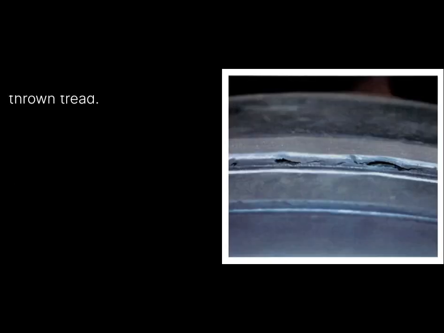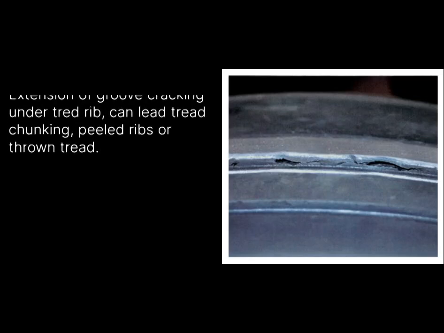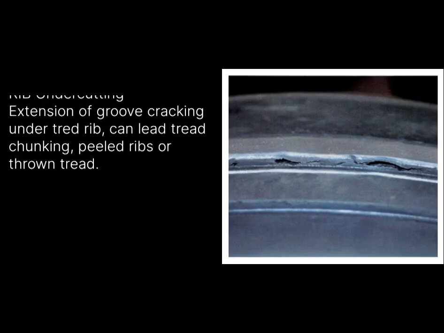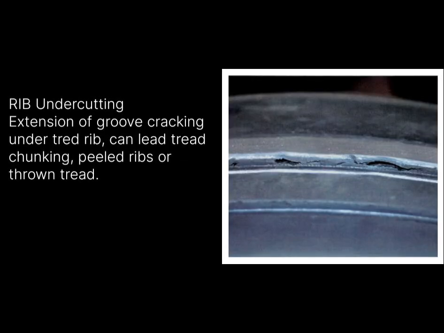Another type is rib undercutting. Rubber cracks happen at the wall of the tread rib in the tread groove. The cracks spread underneath the ribs. An extension of this groove can lead to chunking of the tread, peeling of the ribs, or a thrown tread. So in this condition, the tire shall be removed from the aircraft as soon as the crack extends under the ribs. So this is very important.